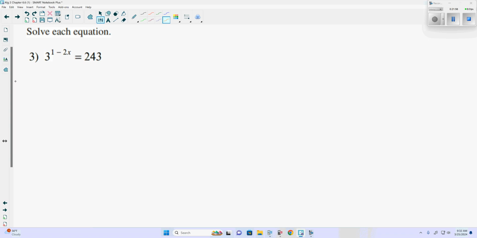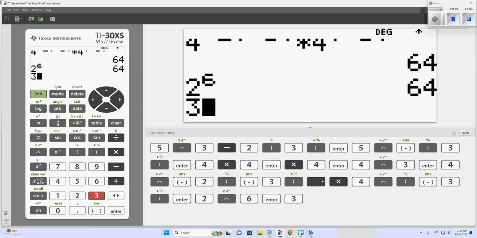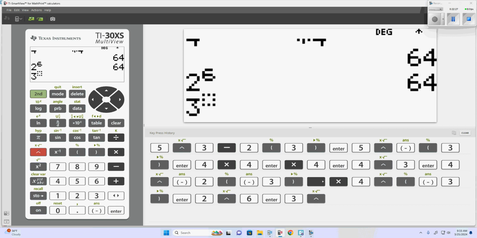Solve each equation. 3 to the 1 minus 2x is equal to 243. Now 3 on our one side, well, 3 is prime. So there's no way for me to rewrite 3 as a number to a power. That's as simplified as it gets. Now that gives us a kind of hint that hopefully we'll be able to rewrite 243 as 3 to an exponent. Take a guess.